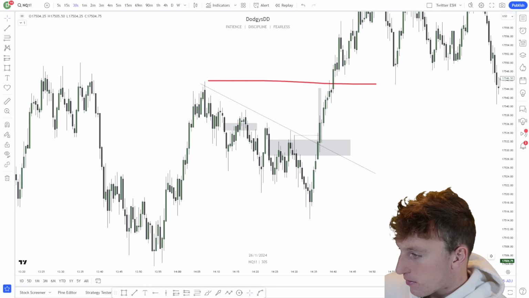So yeah, you could swing using iFVGs, but it's going to be harder.